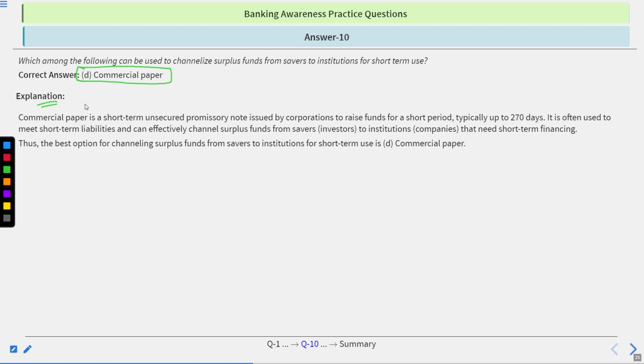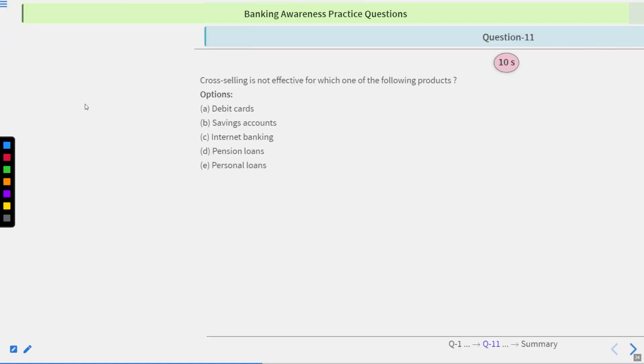Explanation. Commercial paper is a short-term unsecured promissory note issued by corporations to raise funds for a short period, typically up to 270 days, often used to meet short-term liabilities, and could effectively channel surplus funds from savers and investors to the institutions and companies that need short-term financing. Thus, the best option for channeling surplus funds from savers to institutions for short-term use is commercial paper.